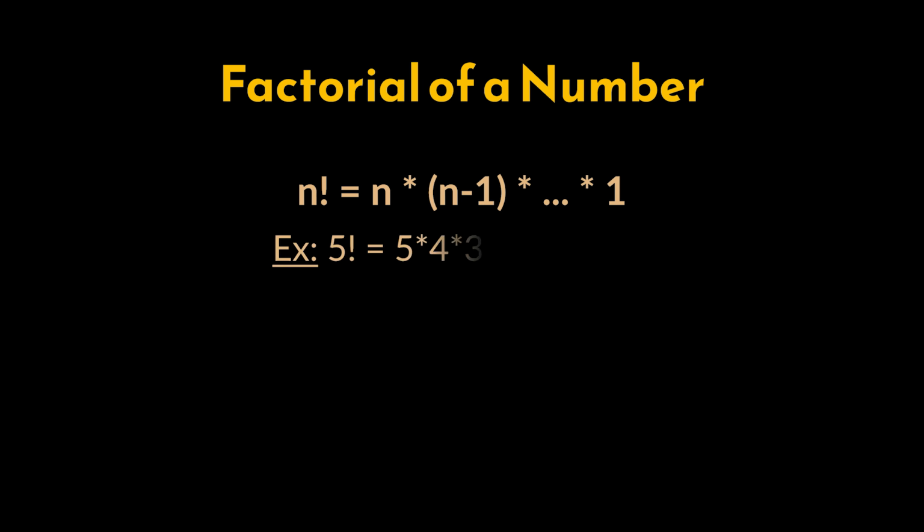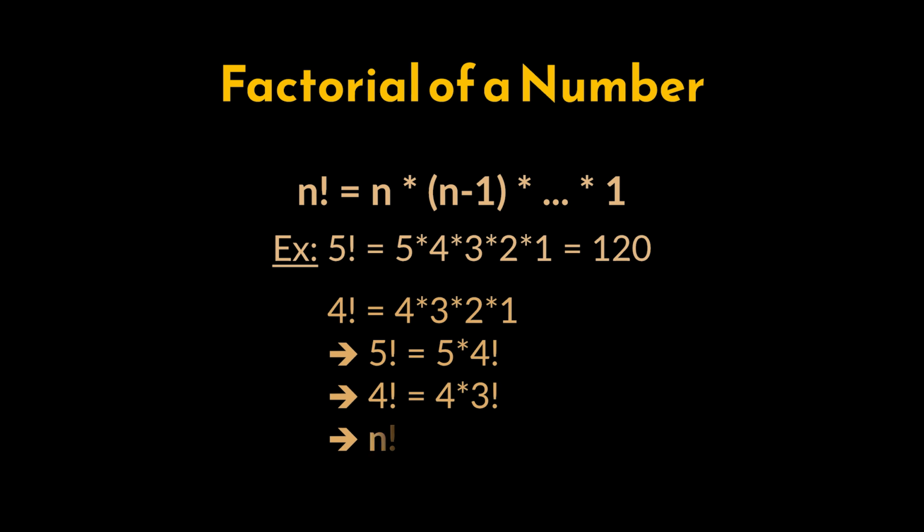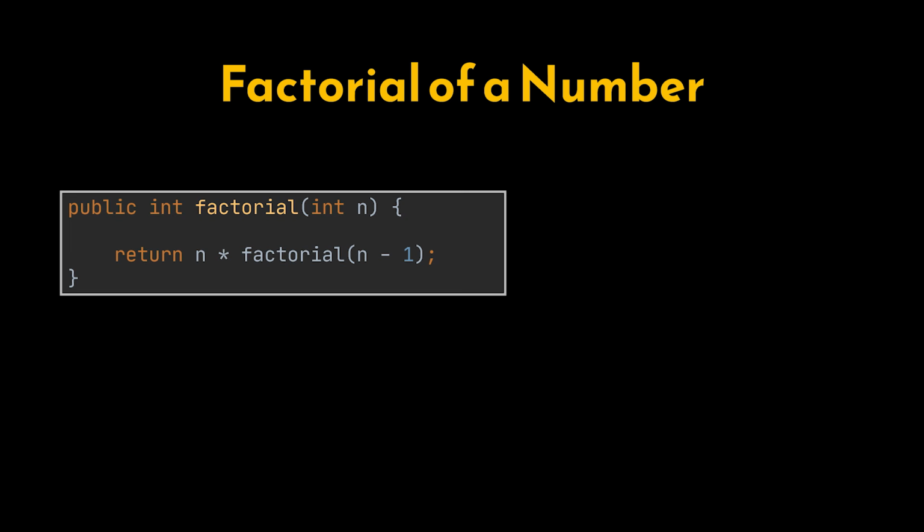Let's solidify our understanding of recursion with a classic example, calculating the factorial of a number. The factorial of a number n, represented as n factorial, is the product of all integers from 1 to n. For instance, 5 factorial equals 5 times 4 times 3 times 2 times 1 equals 120. To solve this problem recursively, we identify the repetitive pattern. The factorial of n can be expressed as n times factorial of n minus 1. This formula encapsulates the repetitive logic needed for recursion and translates into code with the method we see.